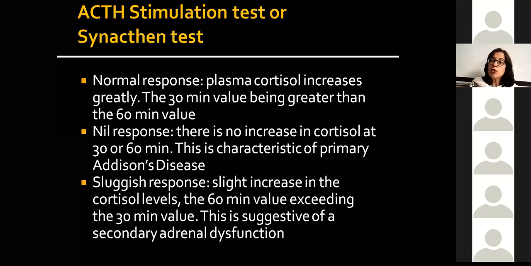Then there is something which is called a sluggish response. That means a slight increase in cortisol, with the 60-minute value greater than the 30-minute value. That means there is a slow response. After 60 minutes, there is a response, but there is not that much of an increase like a normal person. So this is suggestive of a secondary adrenal dysfunction. That means if the pituitary is not functioning properly, you give ACTH and you get a better response. So this is secondary adrenal insufficiency.